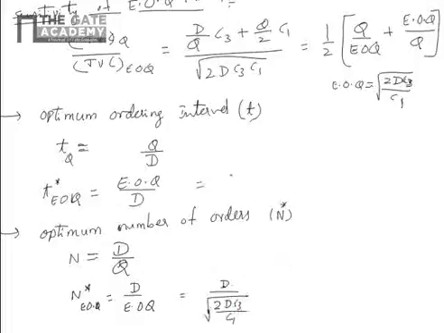Similarly, EOQ is root of 2 D C3 by C1 into 1 by D. So you need to remember more formulae here. Inventory control. So next is lead time.